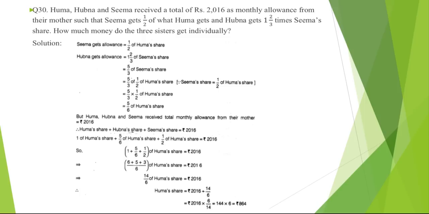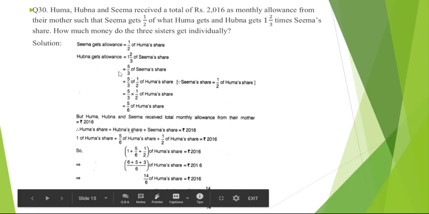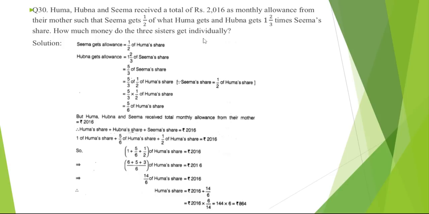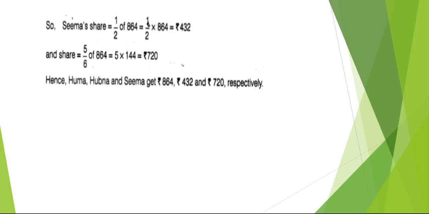But if you look at the question carefully, it has actually asked to find how much money the three sisters get individually. And we have only found Huma's share right now. So what two are still remaining to be found? Hubna's share and Seema's share. Seema's share is half of it, hence it is rupees 432, and the other sister has rupees 720. So now I have enlisted that these three sisters have got these many rupees individually, respectively.